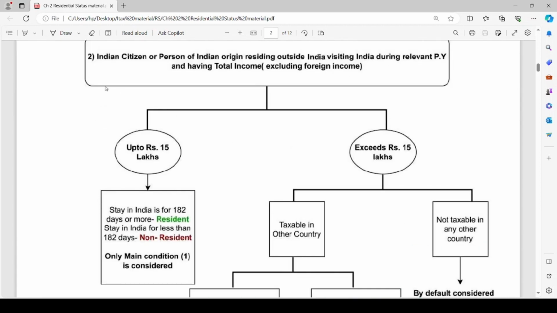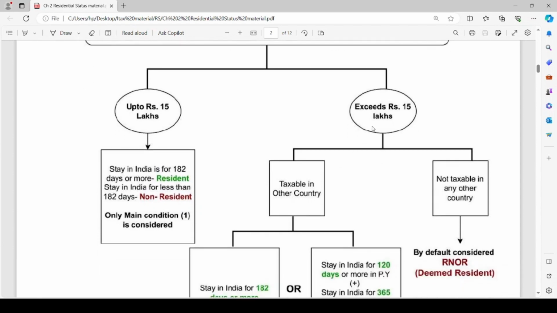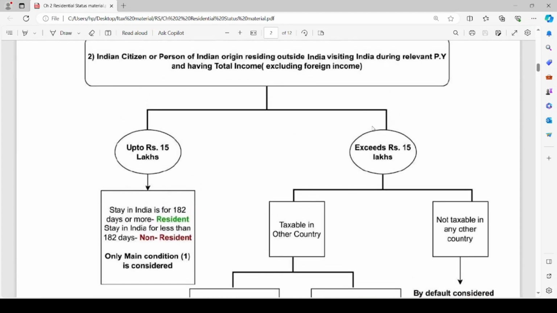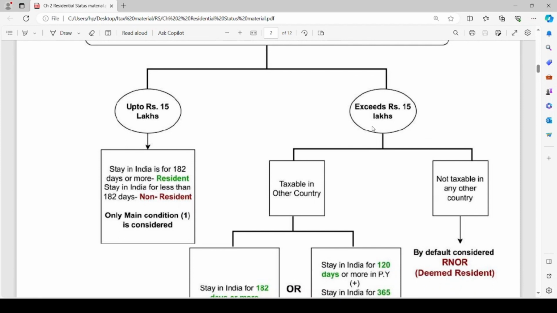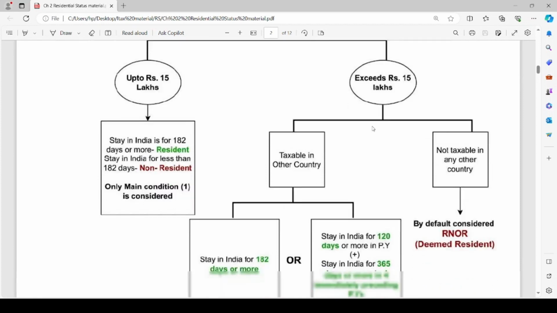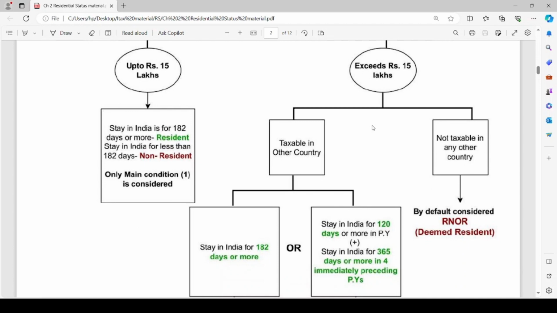Now, if such person, Indian citizen or person of Indian origin visiting India, is having a total income, excluding the foreign income, which exceeds rupees 15 lakhs. His income, excluding the foreign income, that is the income which is arising in India, is exceeding rupees 15 lakh. Then we have to see the condition of his taxability, that is whether he is taxable in any other country or not.